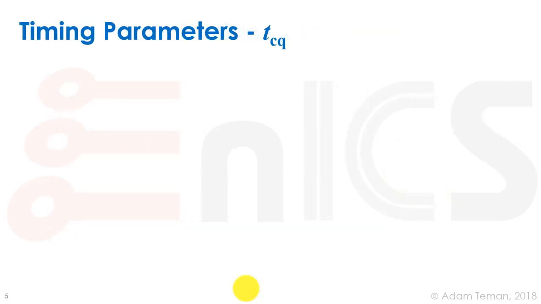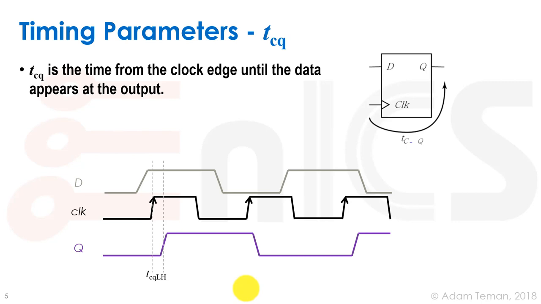So let's start with TCQ, which, as I said, is the type of propagation delay. It's the equivalent of TPD in a standard combinatorial gate. So TCQ is the time from the clock edge until we get to the output. So it's from clock to Q. There is no path from D to Q, because this is always going to be opaque. It's only at a singular point, when we have this rising edge on the clock, that the data transfers from D to Q. So the delay is triggered by the rising edge of the clock, and it's measured at either a rising or falling edge on the Q output. So it's TC to Q.